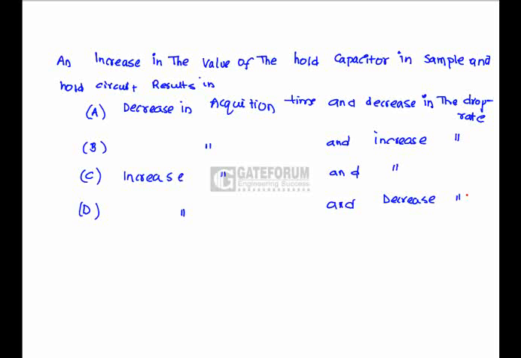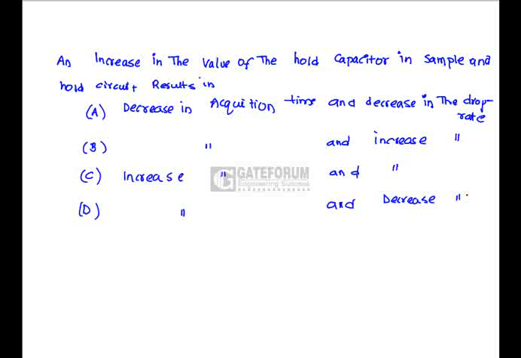Here the question is, an increase in the value of the hold capacitor in the sample and hold circuit results in: option A, decrease in acquisition time and decrease in droop rate. Option B, decrease in acquisition time and increase in the droop rate. Option C, increase in the acquisition time and increase in the droop rate. Option D, increase in the acquisition time and decrease in the droop rate.